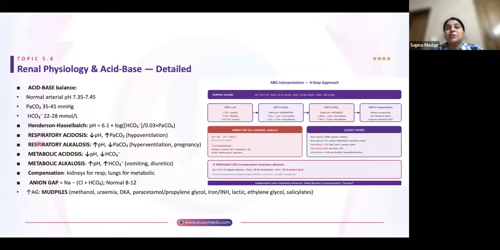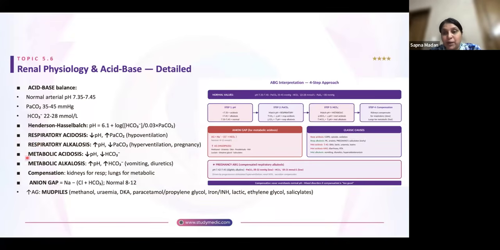If they are low, that means it is acidotic. Low pH, acidotic. Low bicarb, acidotic. So we are dealing with metabolic acidosis. And the compensation will come from the other system. So if it is the kidney which is causing the metabolic condition, metabolic acidosis or alkalosis, the respiratory system will bring in the compensation, and the other way around too.